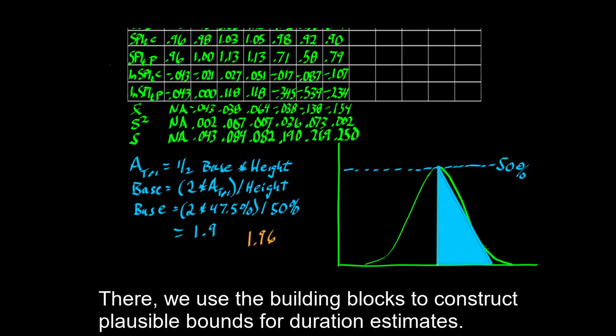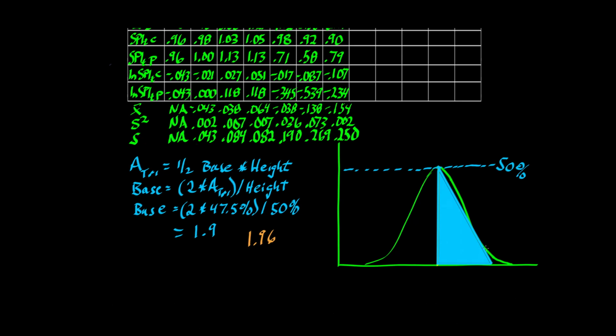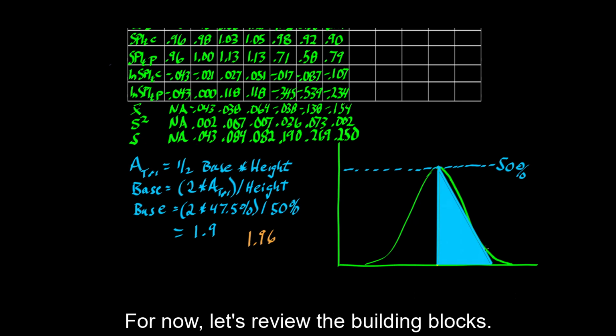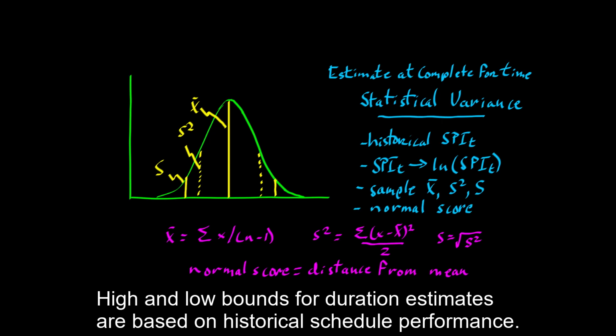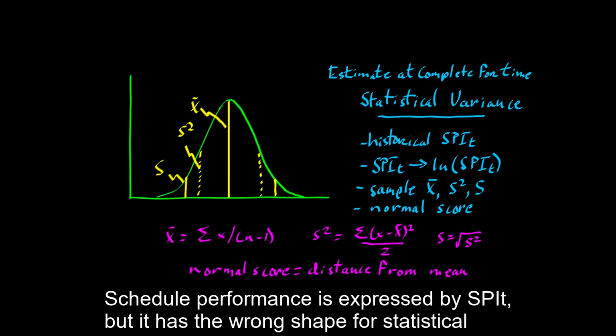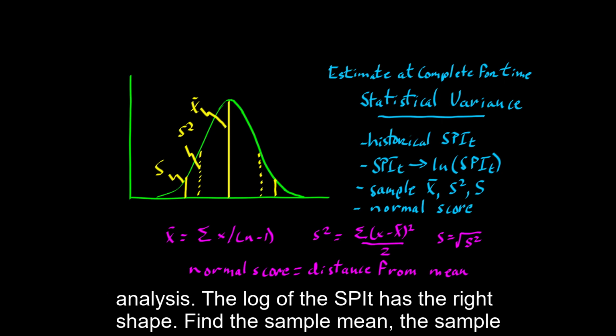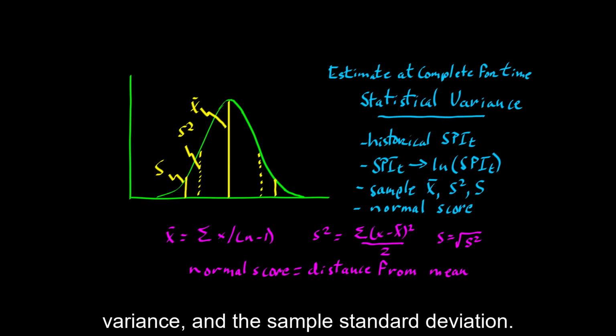There, we use the building blocks to construct plausible bounds for duration estimates. For now, let's review the building blocks. High and low bounds for duration estimates are based on historical schedule performance. Schedule performance is expressed by SPIT, but it has the wrong shape for statistical analysis. The log of the SPIT has the right shape. Find the sample mean, the sample variance, the sample standard deviation.